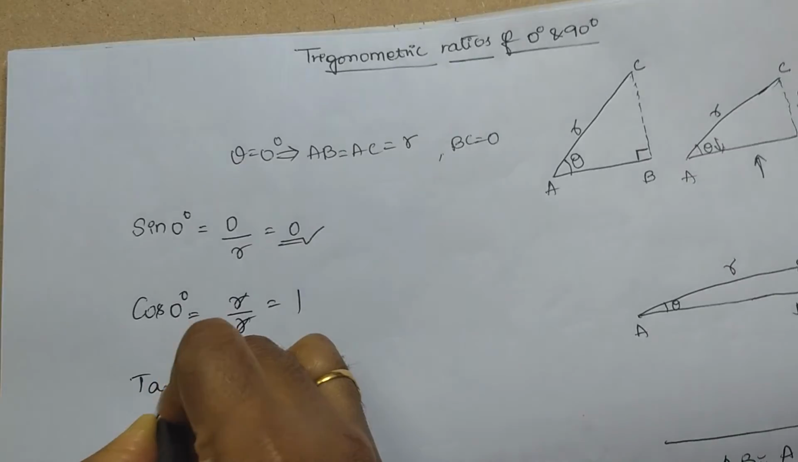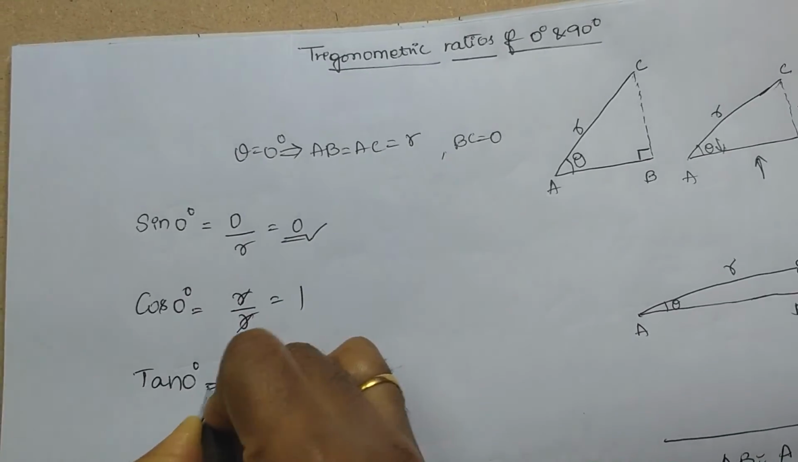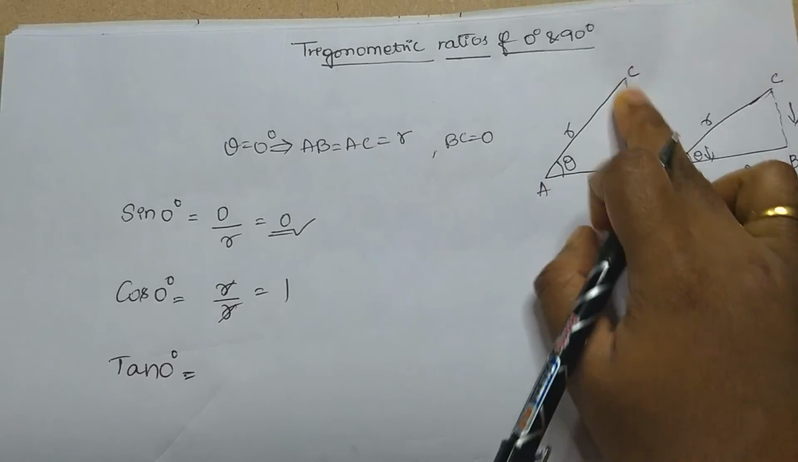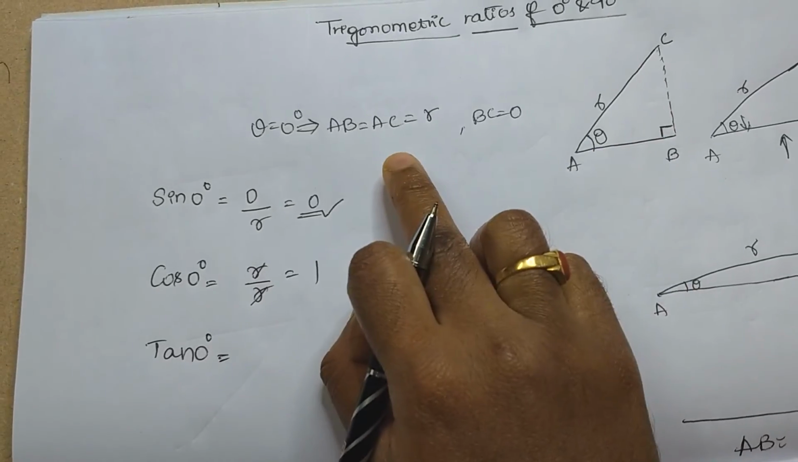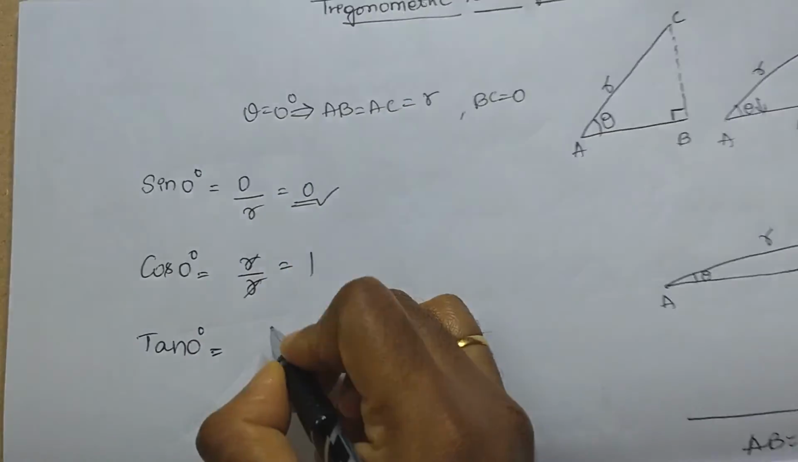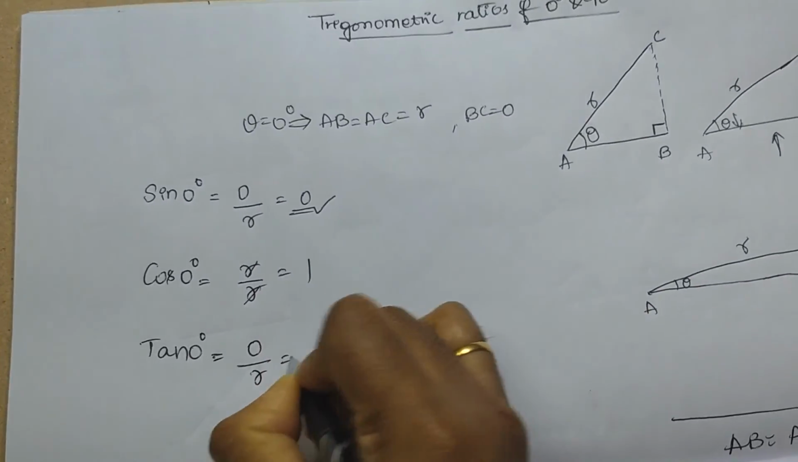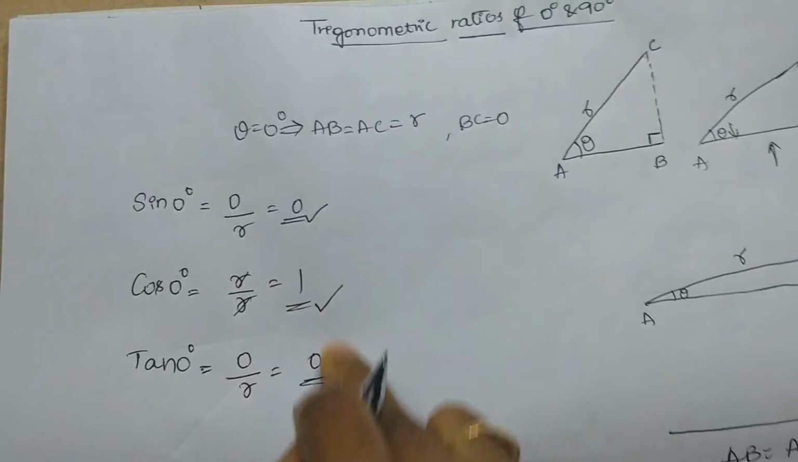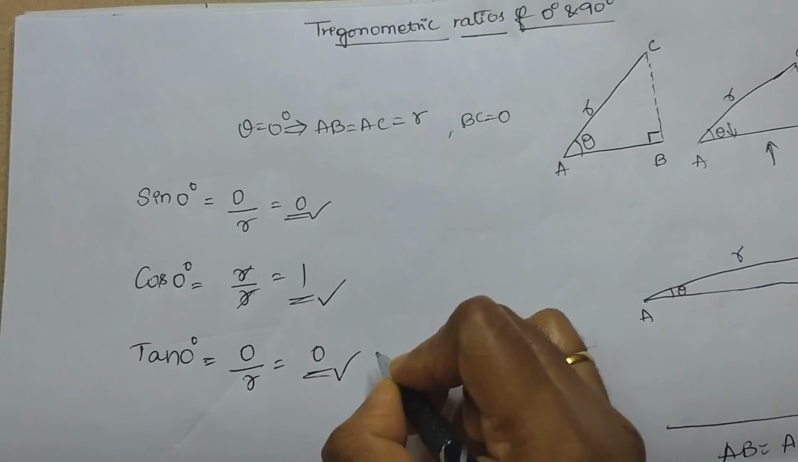Clear? What is tan 0? Tan 0 equals BC by AB. What is BC here? It is 0. AB is R. So it is 0 by R, that equals 0. 0 by something you will be getting 0. So you know the first 3 ratios. It's easy to find out the other 3 ratios.